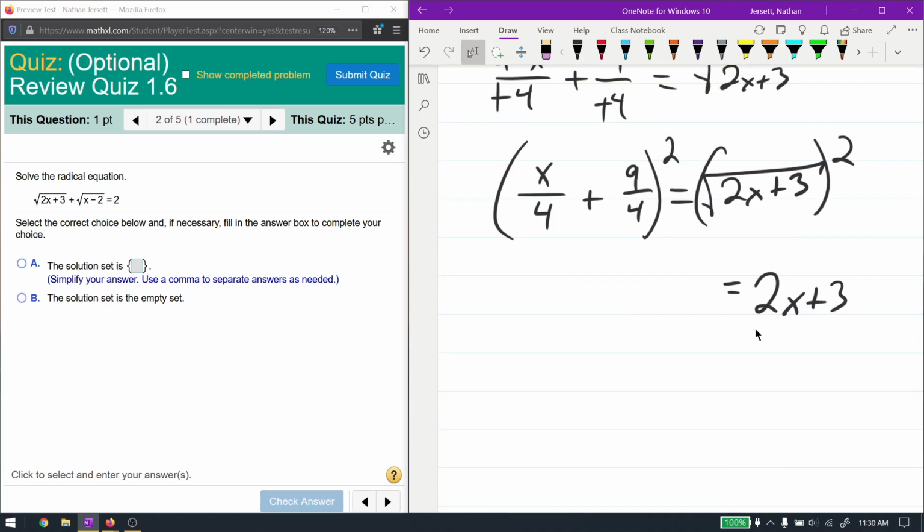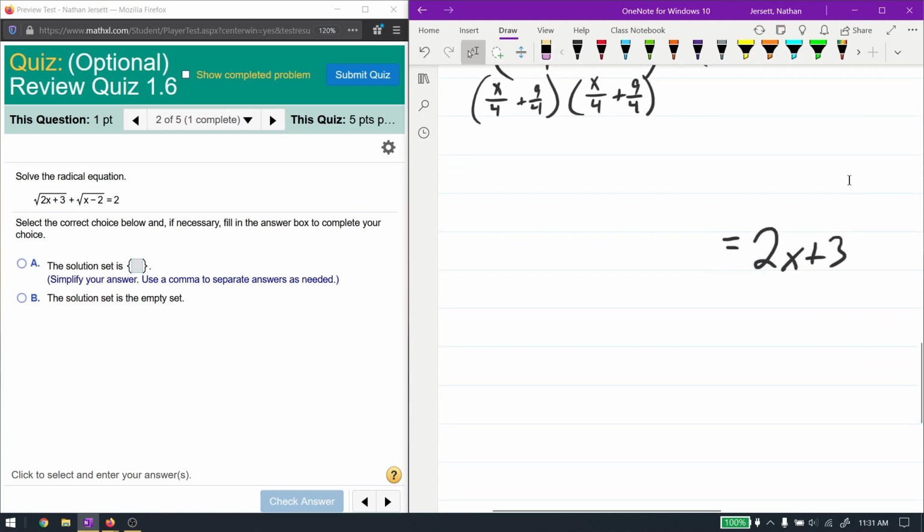And then on the left-hand side, I have x over 4 plus 9 over 4 times x over 4 plus 9 over 4. Doing the whole foiling this thing out. Let me move this down a little bit. Give me some more space here. The first two gives me x squared over 16. Then these two and these two are like terms, so I'll just write this one out. It's going to be a little bit easier, I think.